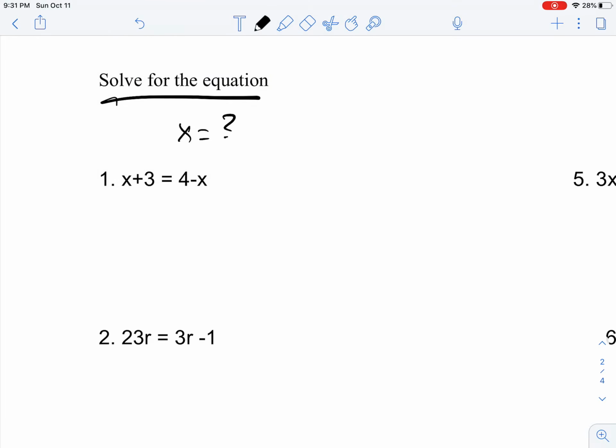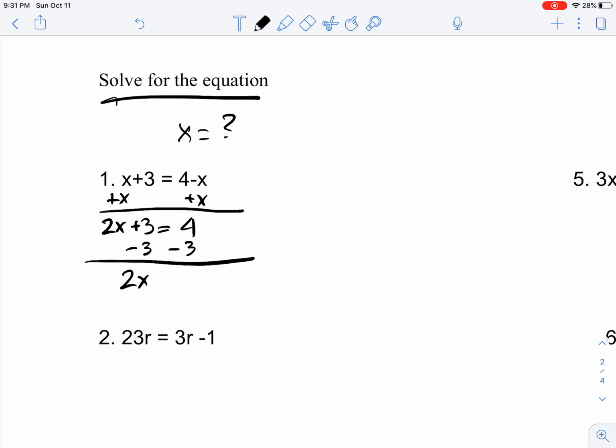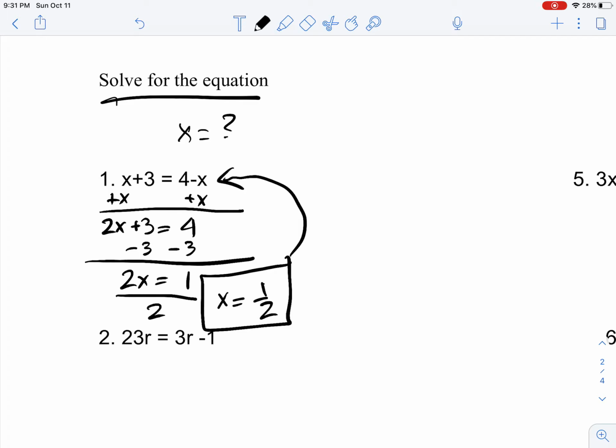Well, if you add x on both sides, you get 2x plus 3 equals 4. If you subtract 3 on both sides, you get 2x is equal to 1. Now you divide 2 on both sides, and you get x is equal to 1/2. That is the value that will make this equation true.